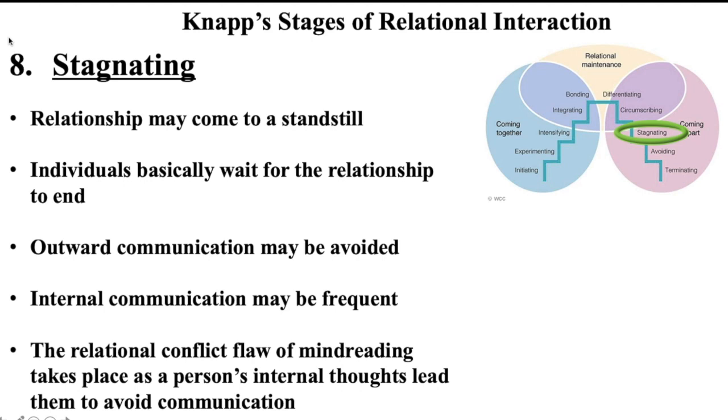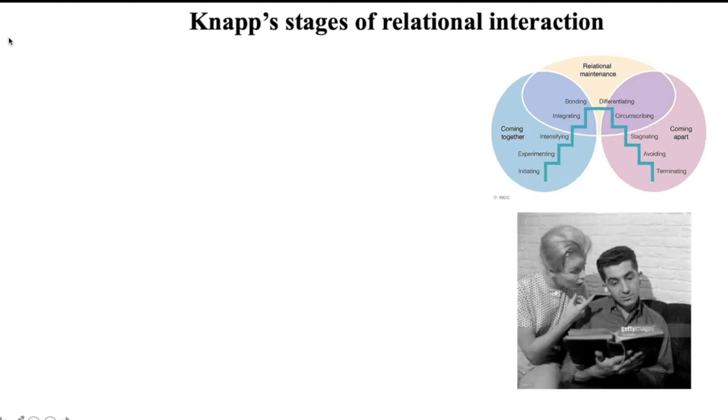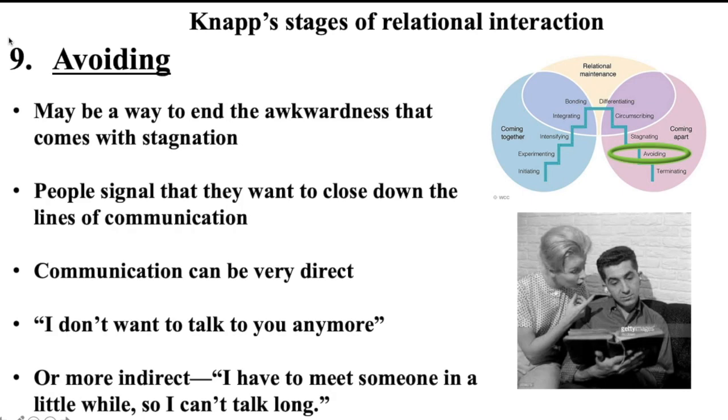The relational conflict flaw of mind reading takes place as a person's internal thoughts lead them to avoid communication. So our last couple slides is avoiding. How many of you, raising your hands, and we do it kind of rhetorically, right? You send that person a voicemail, you see the text, you don't answer it, because you just want to avoid them. When we start to avoid, this may be a way to end the awkwardness that comes with stagnation.